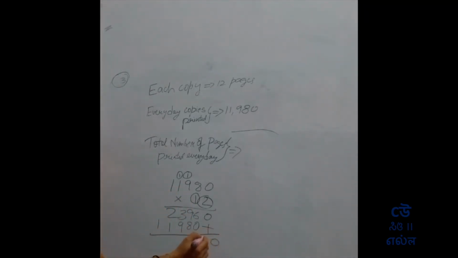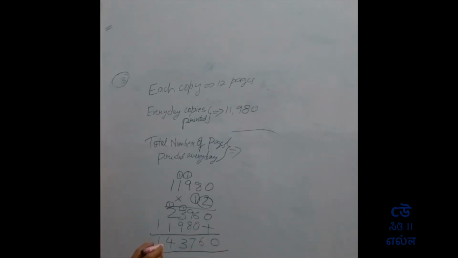So 0, 6, 9 plus 8 is 17, then 3 plus 1 is 4, 4 plus 9 is 13. Then 2 plus 1 is 3, 3 plus 1 is 4. Then 1 is down. Then this is the answer.